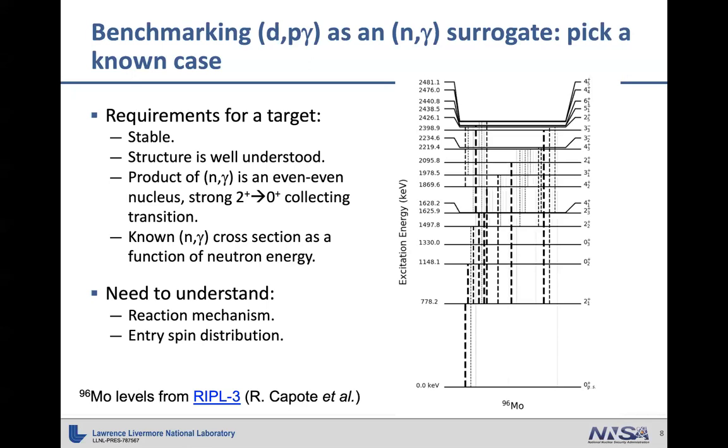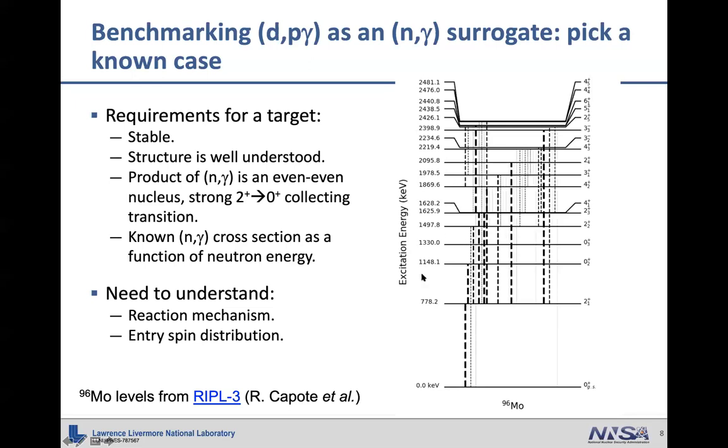We wanted something that's stable, because those things are just much easier to deal with. We wanted to understand the structure very well. We wanted the product of the neutron capture reaction to produce an even nucleus, which has a strong 2 to 0 collecting transition, because that really simplifies the analysis of the situation. And finally, we're doing a benchmark, so we need to know the answer. So we need to have a case where the neutron capture cross-section as a function of the neutron energy was known. And for these reasons and others, we selected molybdenum-96. You can see the low-lying level scheme over here.